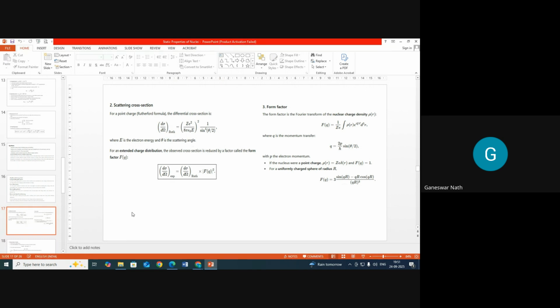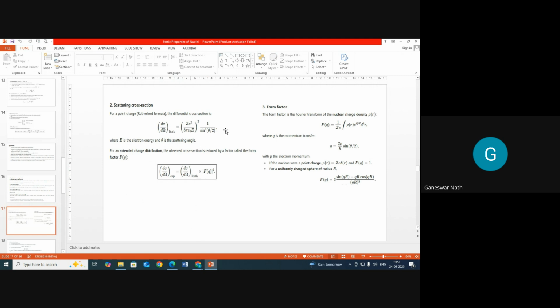Okay, and for an extended charge distribution, the observed cross section is reduced by a factor called the form factor. We are including this form factor |F(q)|², but all other things are the same. Here you can find the experimental scattering cross section, which is given by the Rutherford scattering cross section multiplied by the form factor.